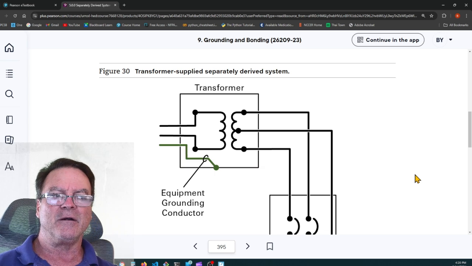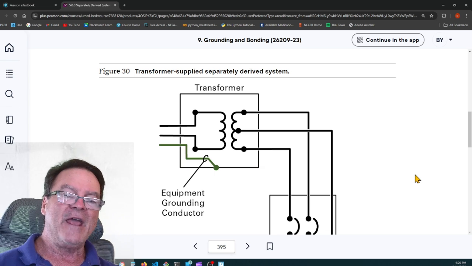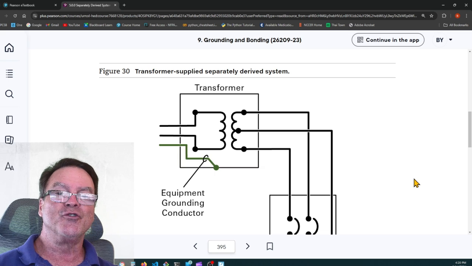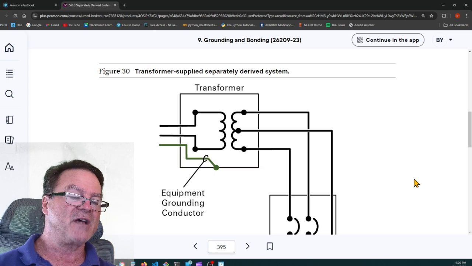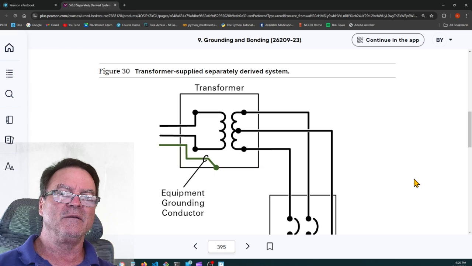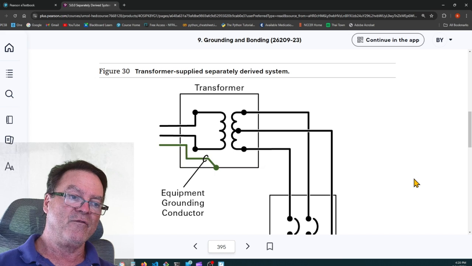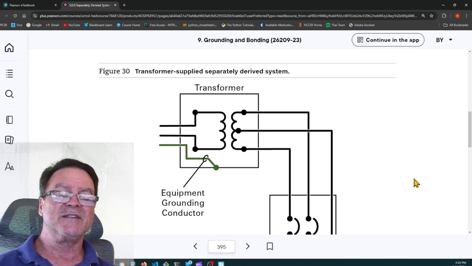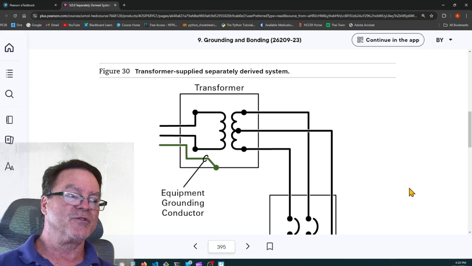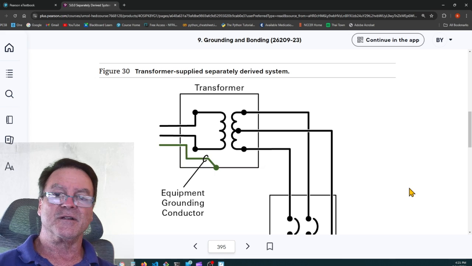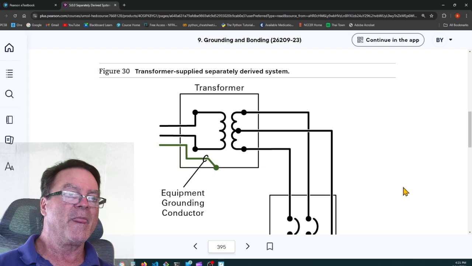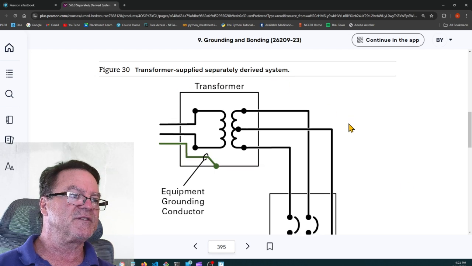If you have a generator and the neutral does not tie into the main disconnect of the main panel of the house, it is a separately derived system. For whatever reason, if you use the same neutral running through the house as the neutral for your generator, it isn't considered a separately derived system. We'll see that. So here's a transformer supplied separately derived system.